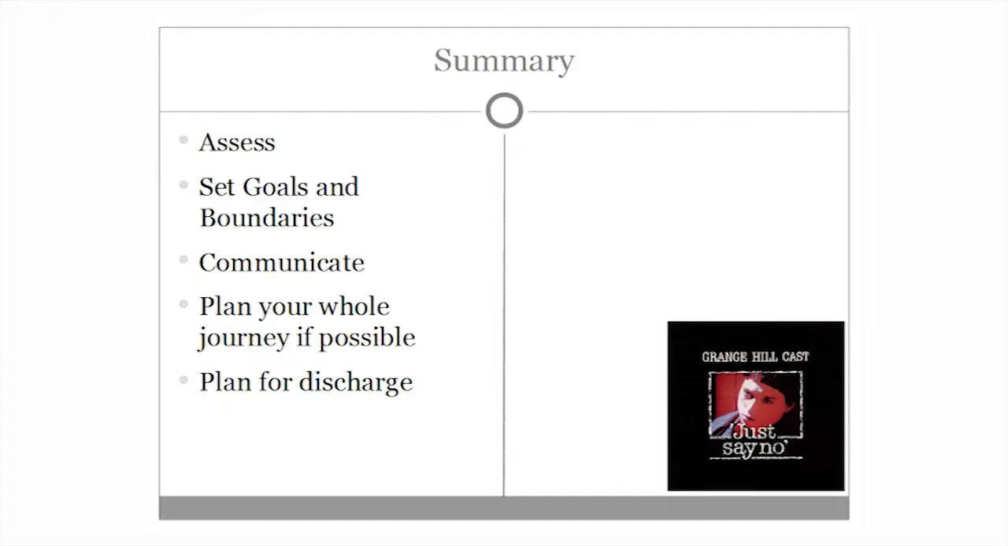So in summary, the keys are to assess, set goals and boundaries so that the patient knows what we do offer and what we don't, communicate with everyone, and plan, if at all possible, for the whole journey from the start. But if not, plan for your discharge as soon as is practical.